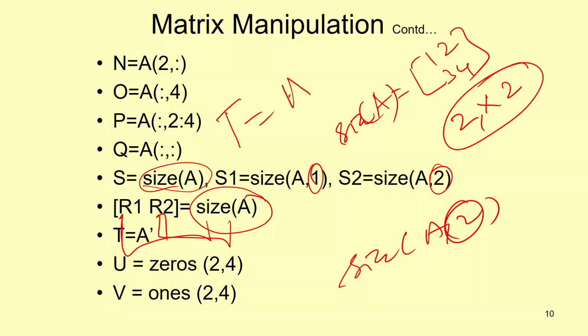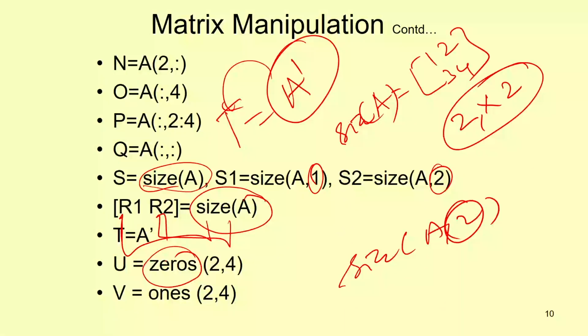And what is this command? T equal to A dash, that is from the A matrix, its transpose is calculated. What is meant by transpose? Row values are converted into columns and column values are converted into rows. So that is the idea of this command.